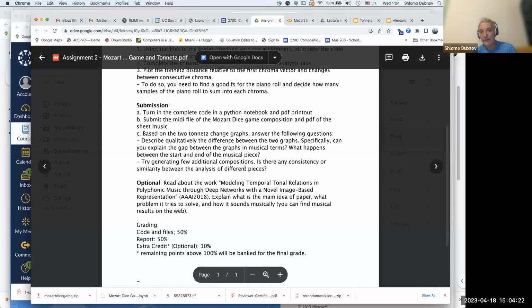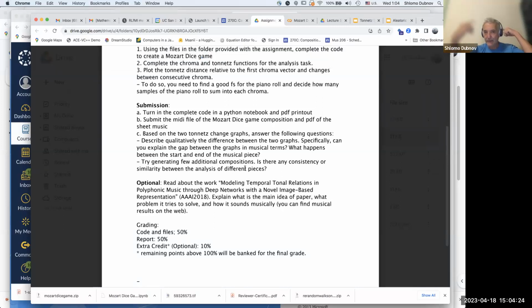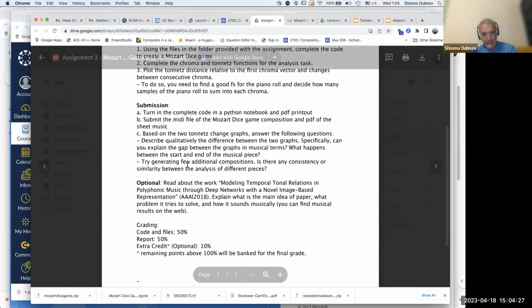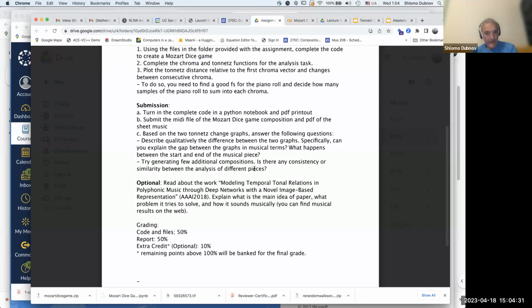You can try generating a few additional compositions. That's easy now. You can just repeat the same and see if there is any kind of consistency or similarity in the analysis of the different pieces.